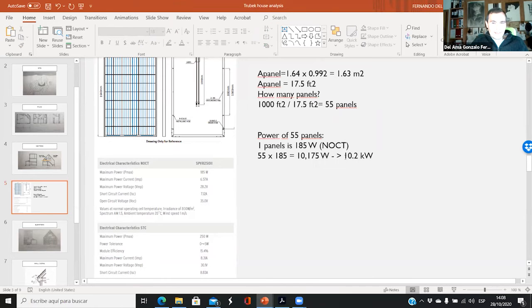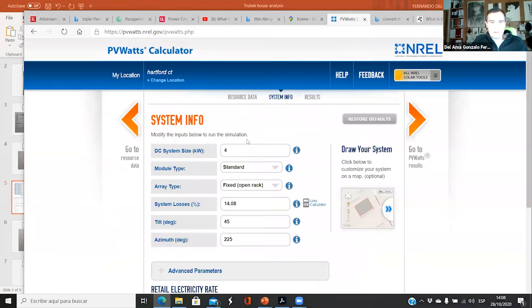Okay, so this 10.2 is the value that we have to use in this PVWatts system info, because this is the system size in kilowatts, you see? By default, we have 4, but in our house, this is 10.2.